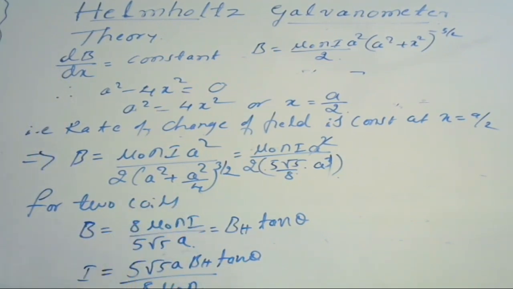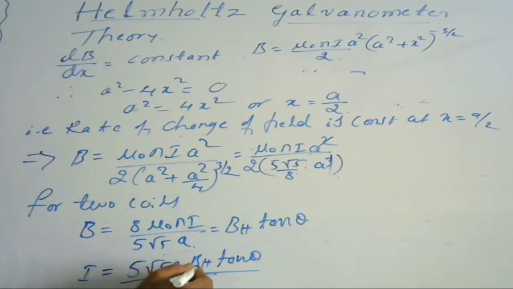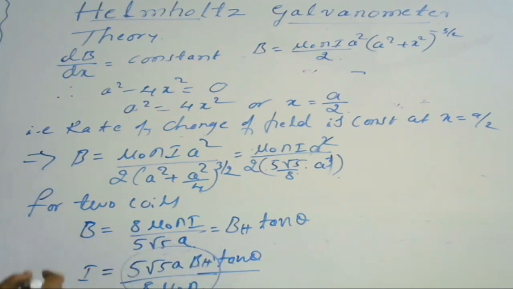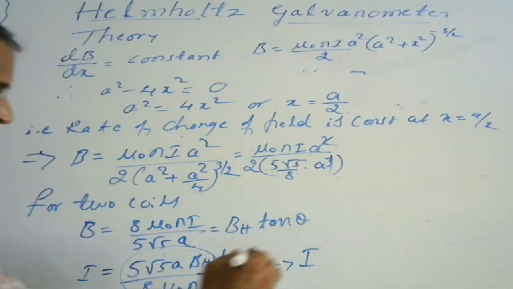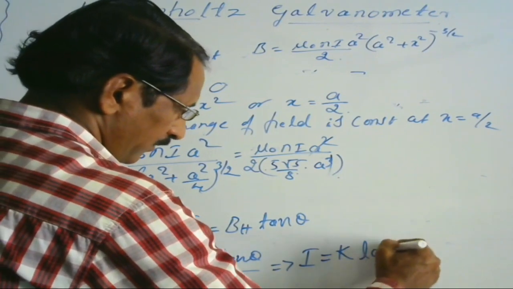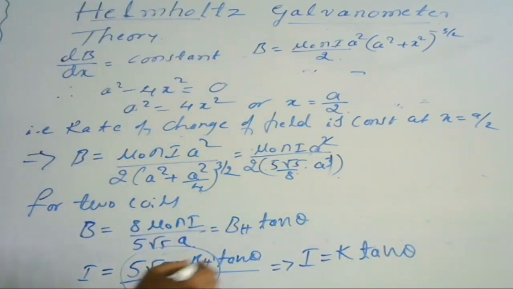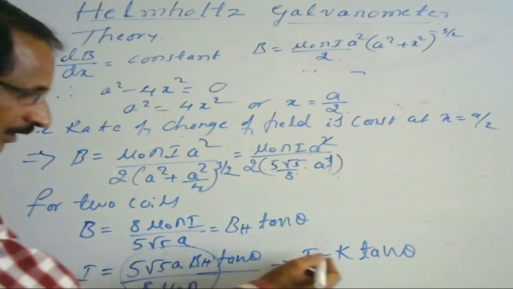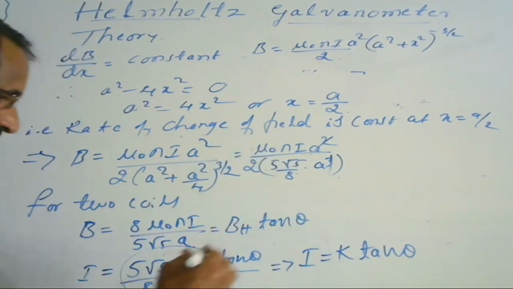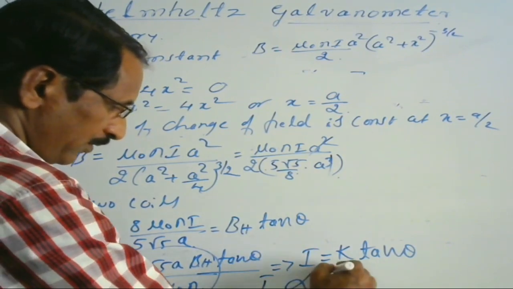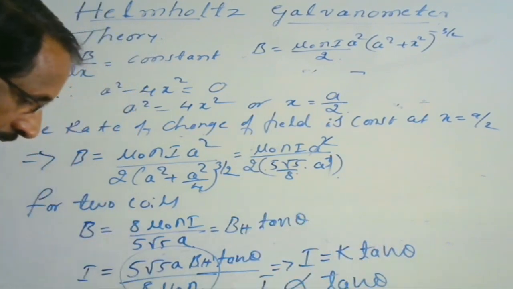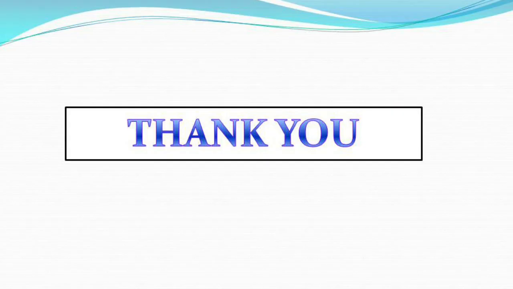Here A, BH, the number of turns and mu naught are constants. Thus we can write this expression as I is equal to K into tan theta, where K is called the reduction factor of the Helmholtz galvanometer. So we can also write this as I is directly proportional to tan theta. So this is the theory behind the Helmholtz galvanometer.